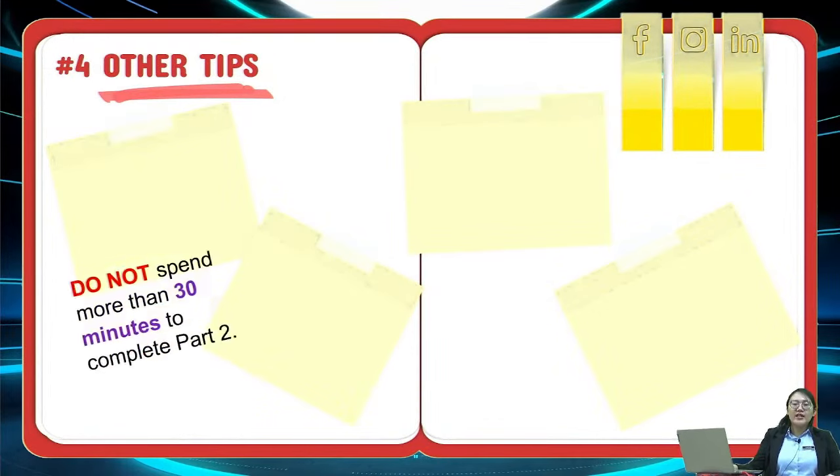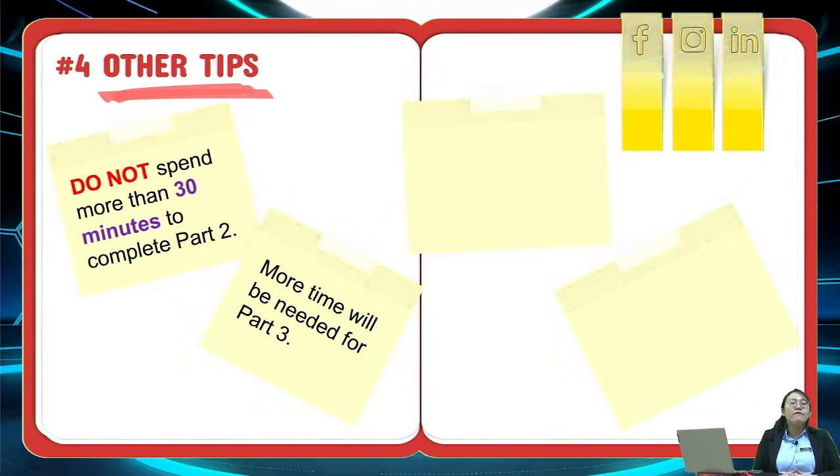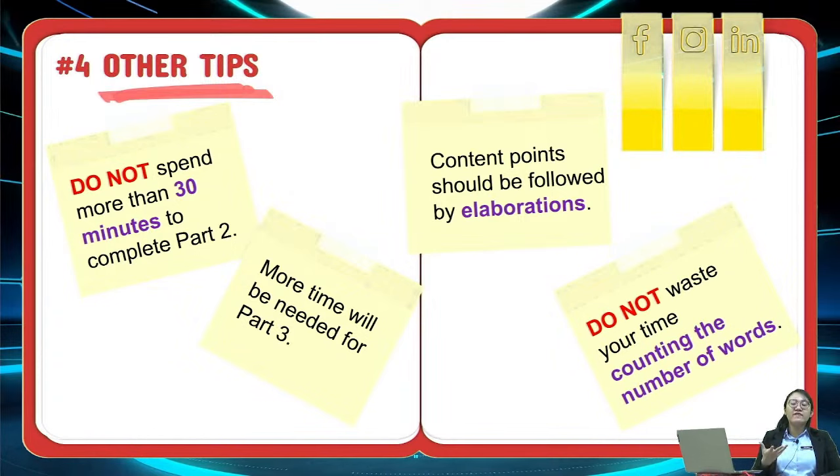All right, what are the other tips that we have for part two? Okay, similar things to part one. For part 2, please do not spend more than 30 minutes to complete it, because you definitely need more time for your part 3. Which means we will spend around 40 minutes for your part 3. The content points, unlike part 1, should be longer. So it should be followed by elaborations to justify your reasons, to justify your idea. And the same thing, do not waste time on counting the number of words. Alright, so that is for part 1 and part 2.